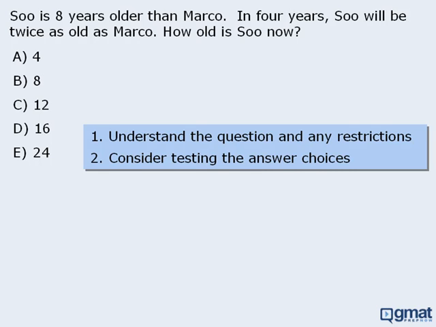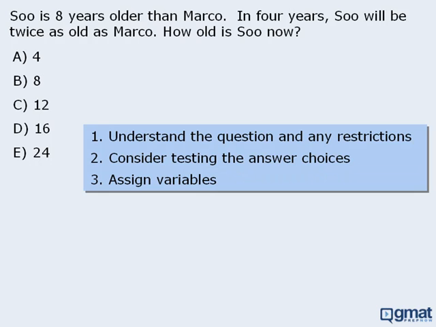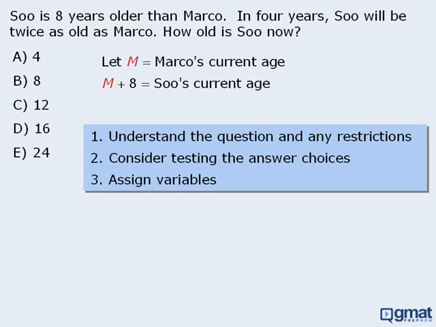Now, if you choose to solve a question algebraically, the next step is to assign variables. For this particular question, we might assign the following variables to the ages of Sue and Marco. Now, for the time being, do not worry about how and why we assigned these variables. We will study this in future lessons. Just know that assigning variables is one step to solving word problems algebraically.